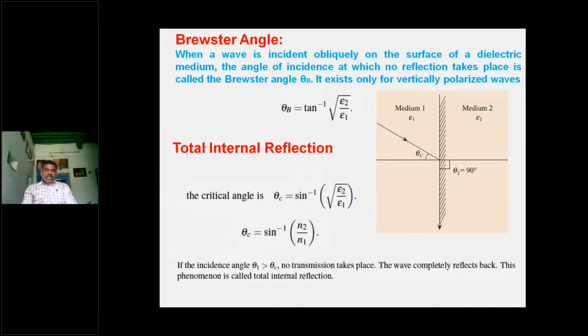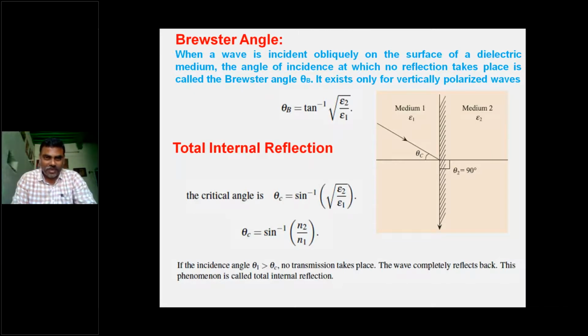And the next topic, Brewster angle. The angle of the incident wave where there is no reflection is called the Brewster angle. Where there is no refraction, that is called the critical angle.